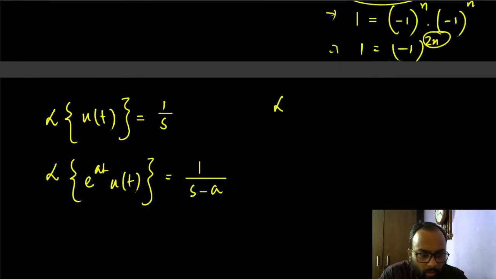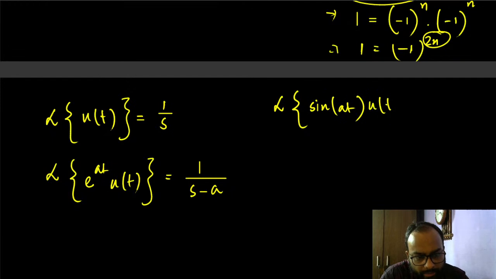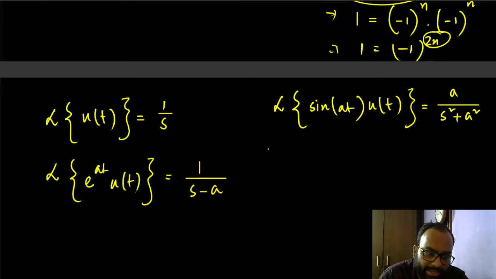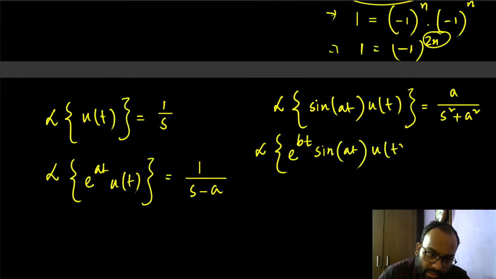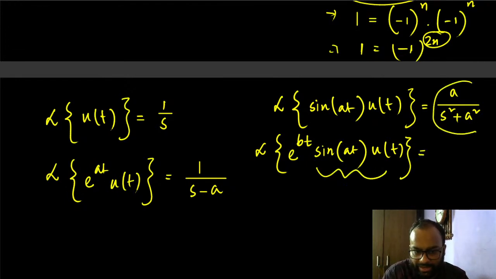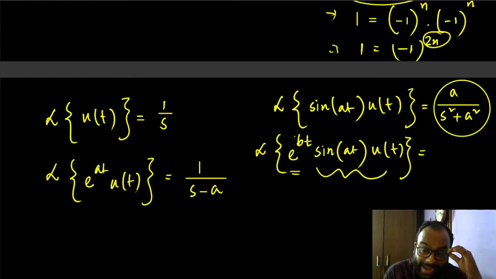Another example, we know that the Laplace transform of sin(at) u(t) is a by s square plus a square. So with that context, we can say that the Laplace transform of, for example, e to the power bt sin(at) u(t). Here, what do I have to do? So this is like x(t), and this is X(s). Okay, so we are going to once again apply the frequency shift property. We are going to see that okay, I am multiplying this with e to the power something like at or bt.